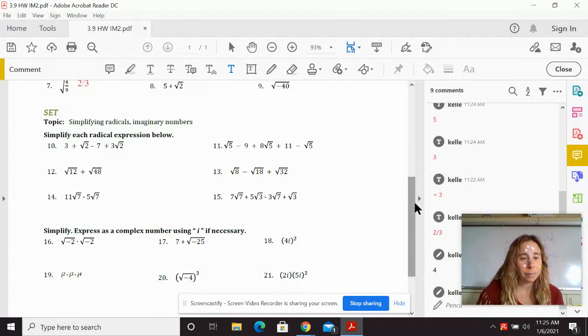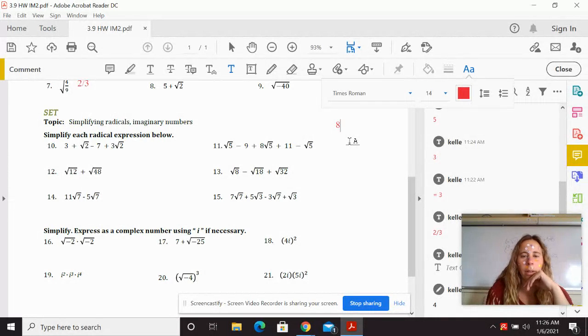10 through 15. It's more practice simplifying radicals, and then you just have to combine like terms. All right, we'll do number 13. So your first step is to simplify all of these radicals. So find the prime factors.